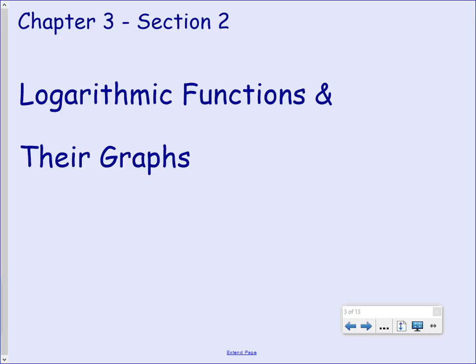In section 3.2, we're going to talk about logarithmic functions and their graphs. A really important thing to remember when we get into that, and I'll talk about it again, is that logarithms are the inverse to exponential functions. Last year was probably your first year being introduced to logarithms if you're in Algebra 2.